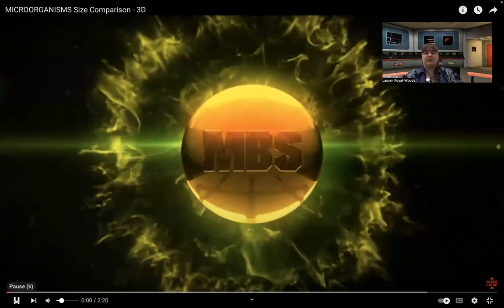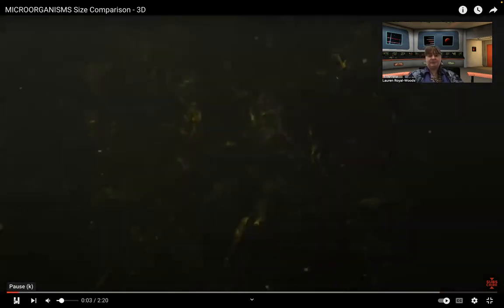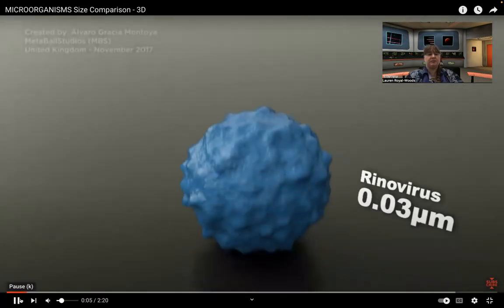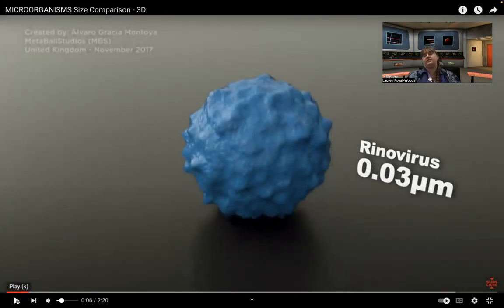So, Metal Ball Studios. This is comparing the rhinovirus. This literally is the cold virus. So rhinovirus is the cold virus. Yeah, it just looks like a nugget of something.